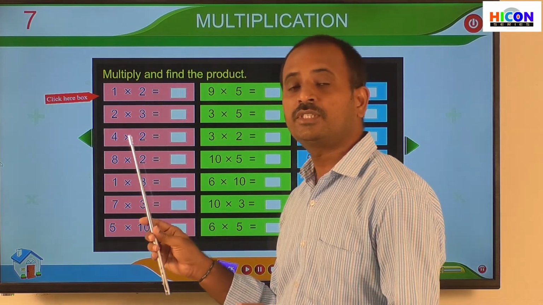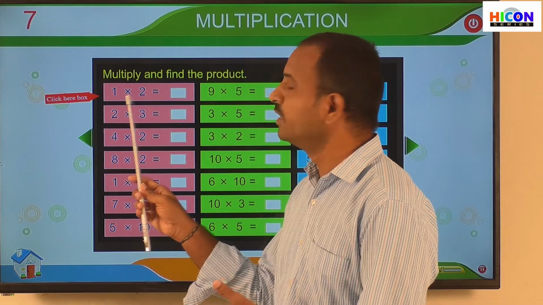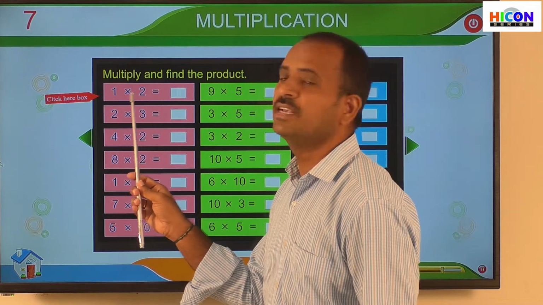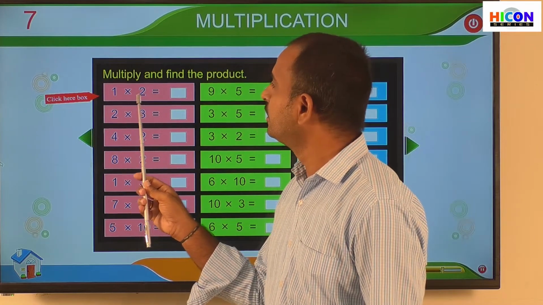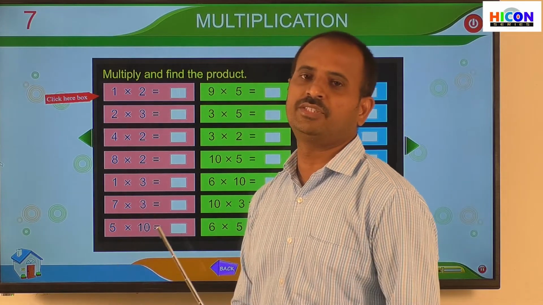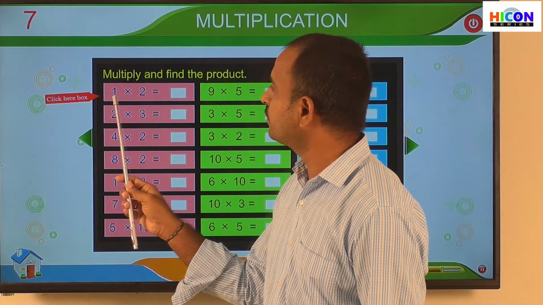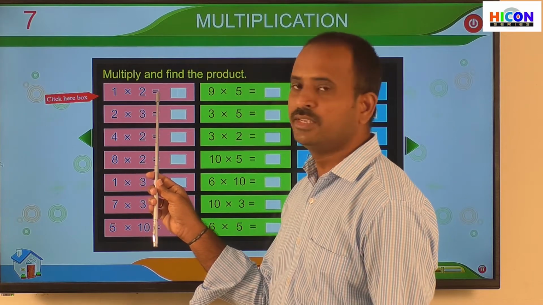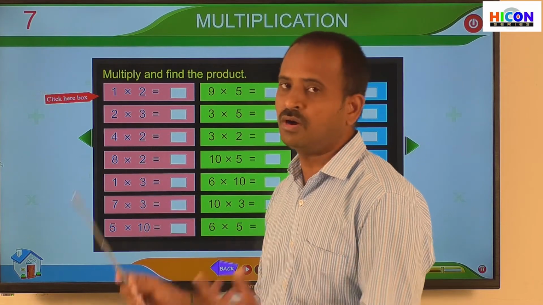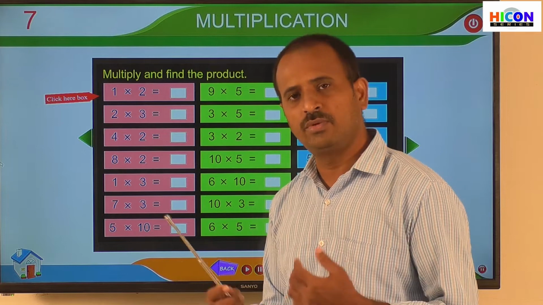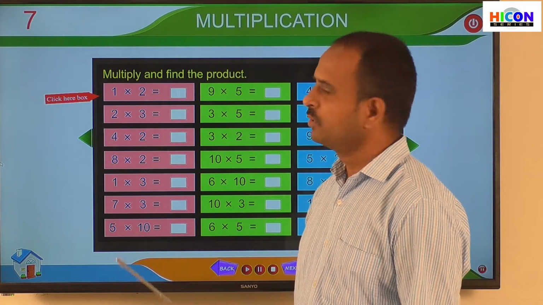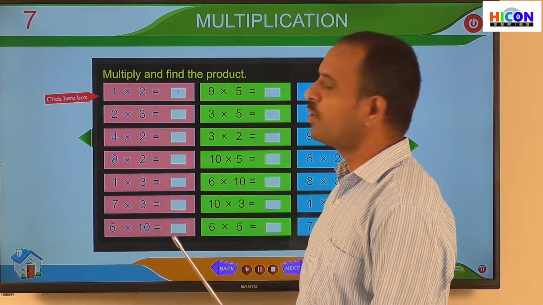So children, first listen carefully how we have to read this. This symbol can be read as into, and this into is the symbol for multiplication. So look at the first one. 1 into 2, that is 1 2s are. Children, 1 2s are how much? 1 2s are 2. So write 2 in this box.